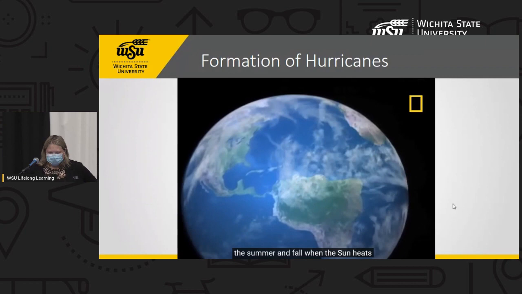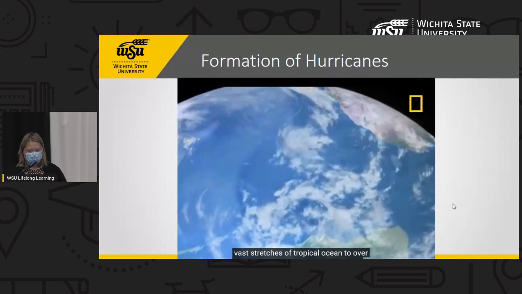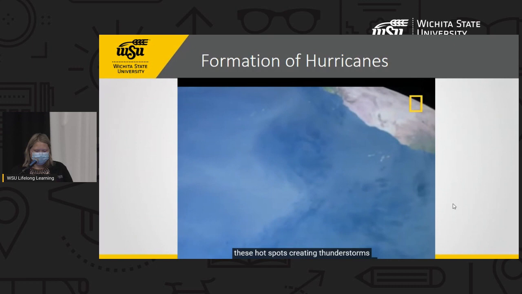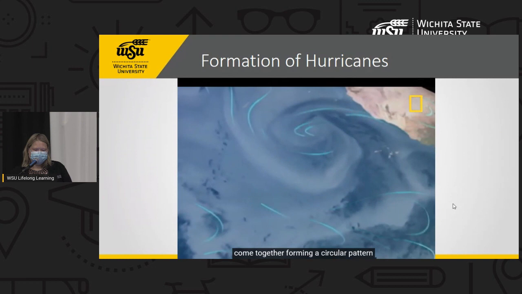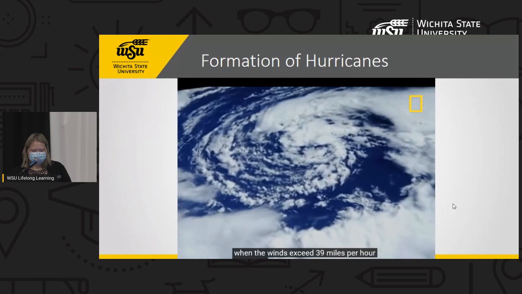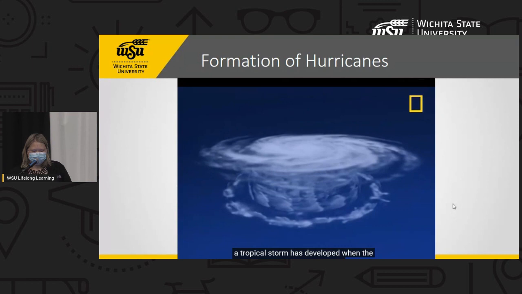Warm, moist air rises over these hot spots, creating thunderstorms. Upper-level winds and surface winds then come together, forming a circular pattern of clouds known as a tropical depression. When the winds exceed 39 miles per hour, a tropical storm has developed. When the winds reach 74 miles per hour, a hurricane is officially born.